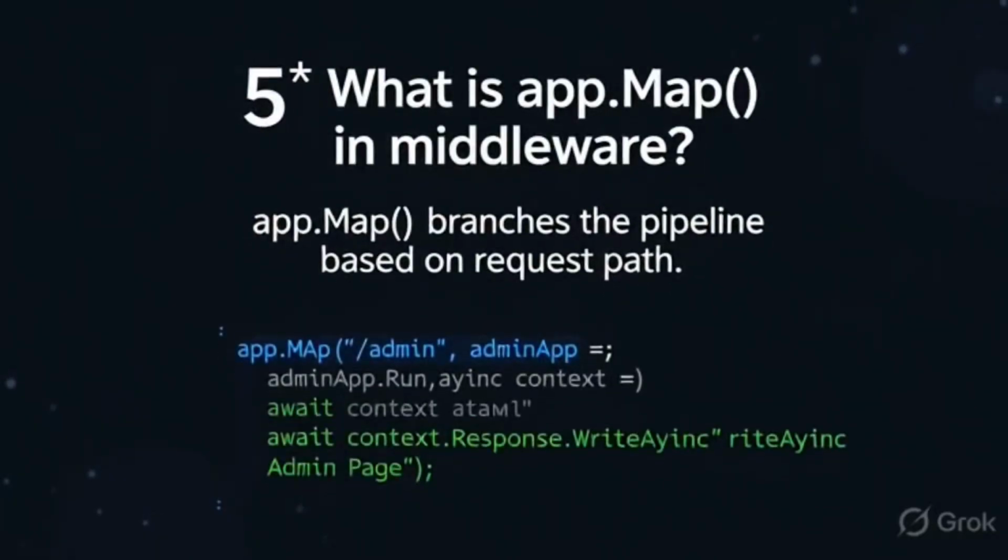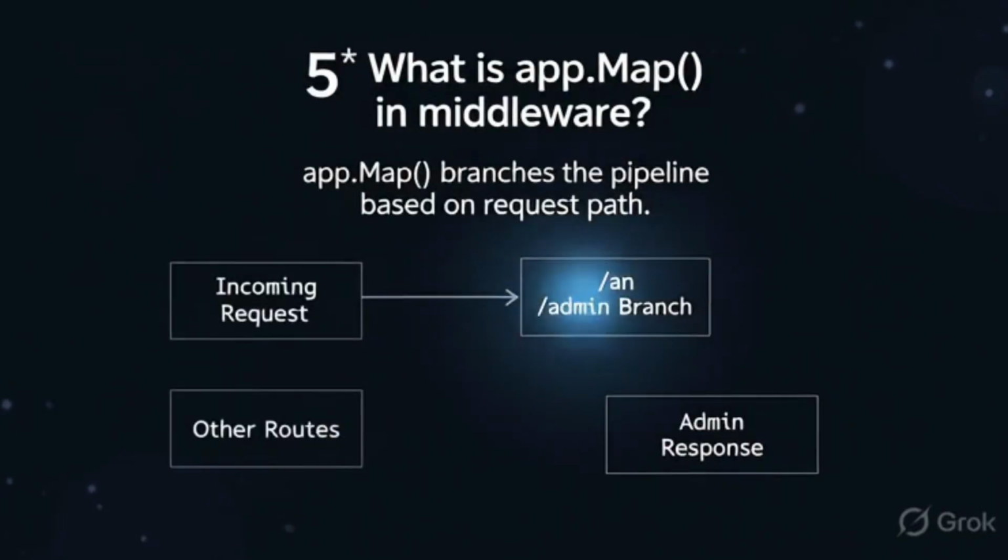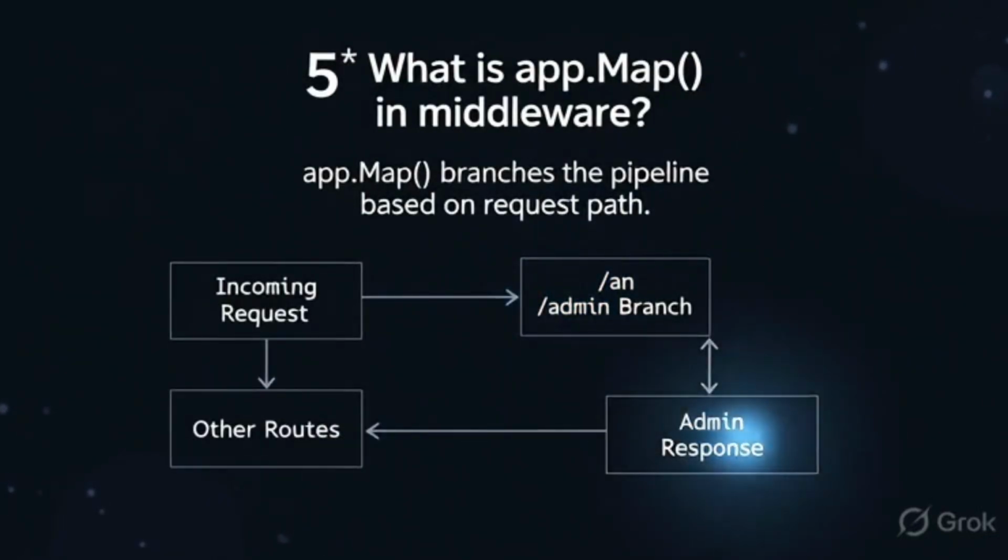The app.Map method branches the request pipeline based on the path. In this C# example, requests are handled by a separate branch. This creates an isolated pipeline for that specific route.